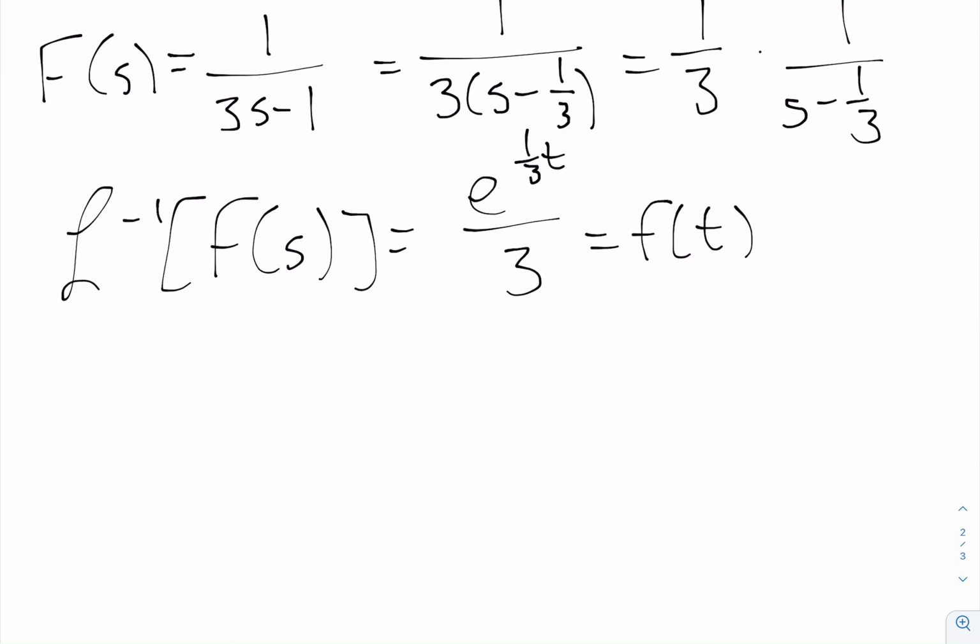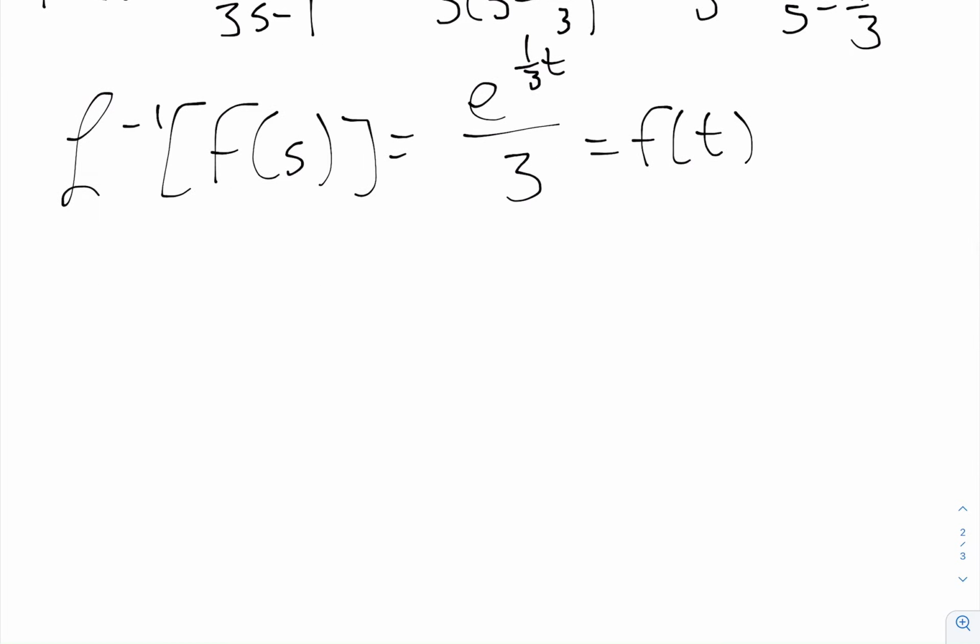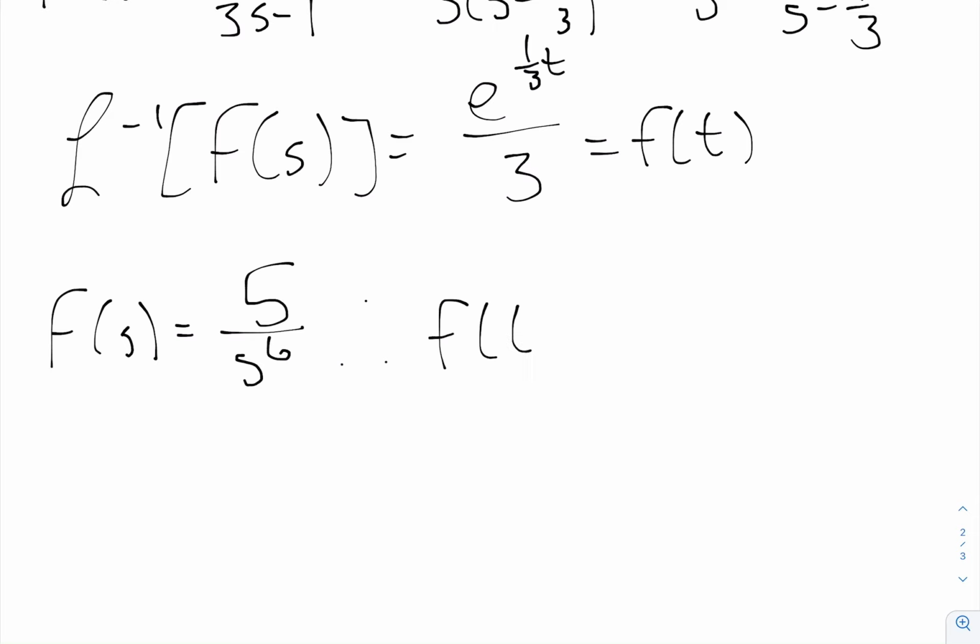Okay, let's do another example here. Let's say we had capital F of s equal to 5 over s to the 6th. This would mean that our f of t is going to be equal to, if we have 5 over something, that's just like 5 times 1 over that, because the 5 joins with the 1. So lowercase f of t is going to be 5 times the inverse Laplace transform of 1 over s to the 6th.